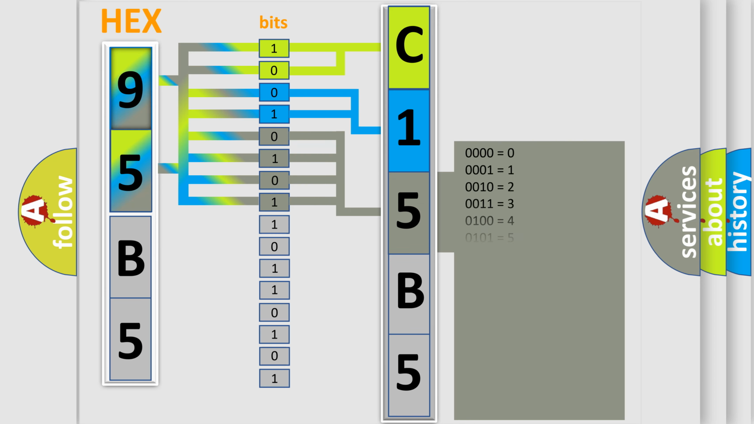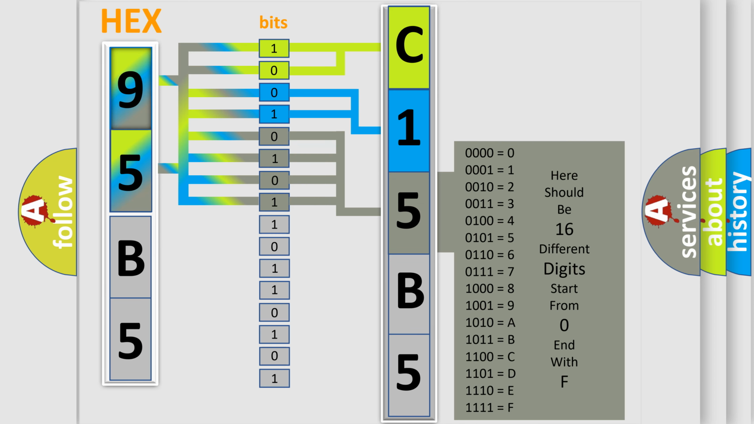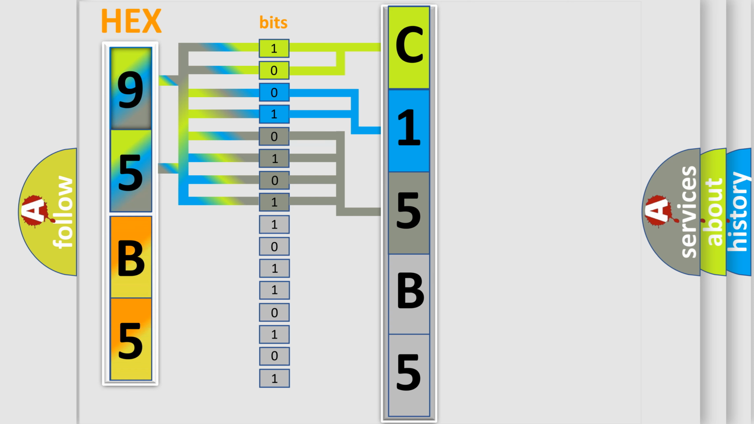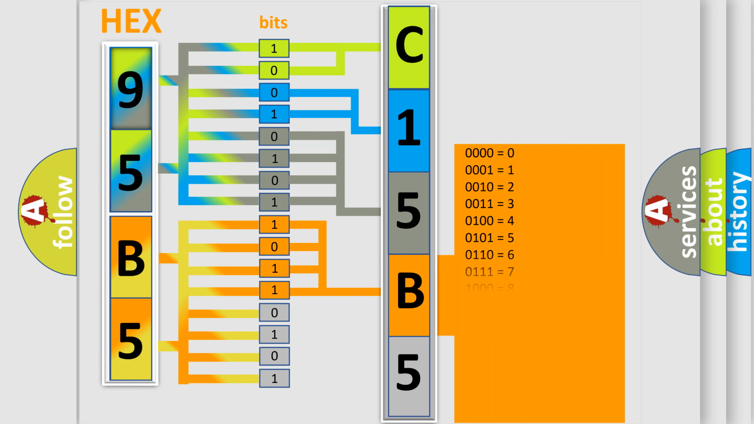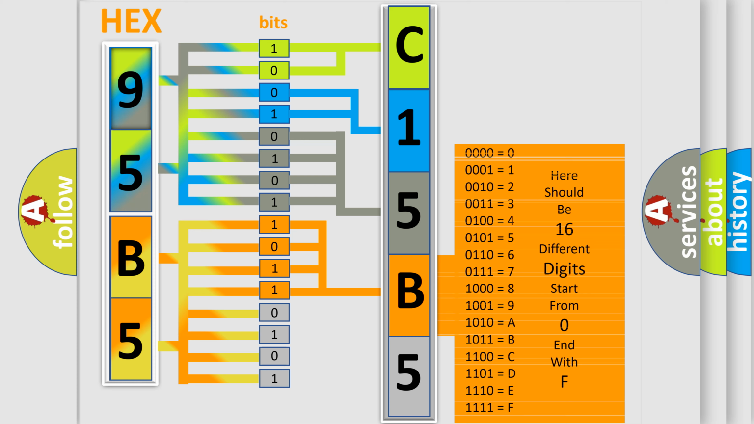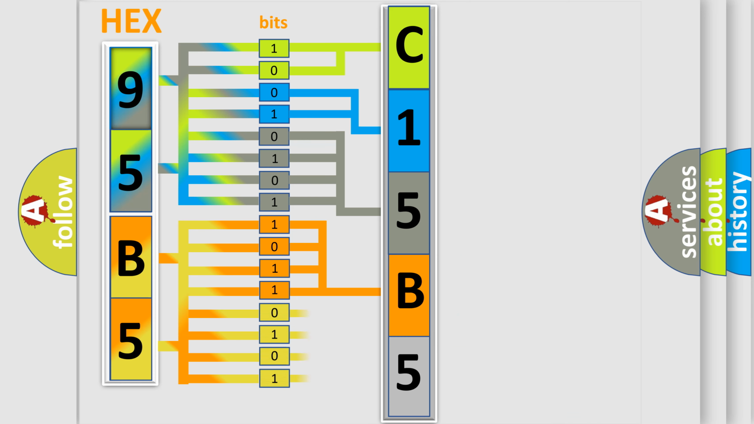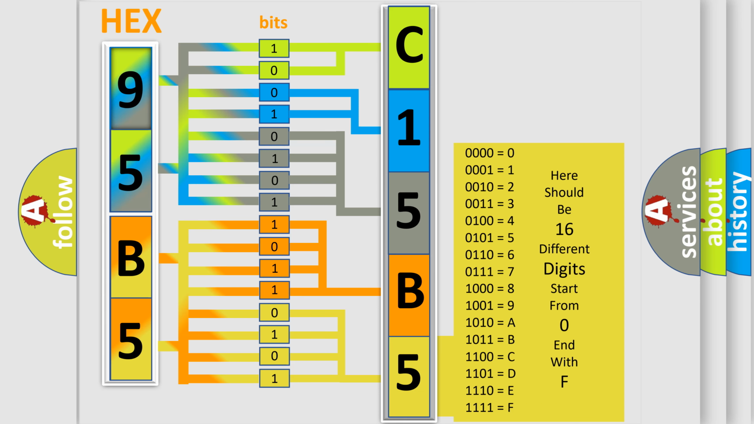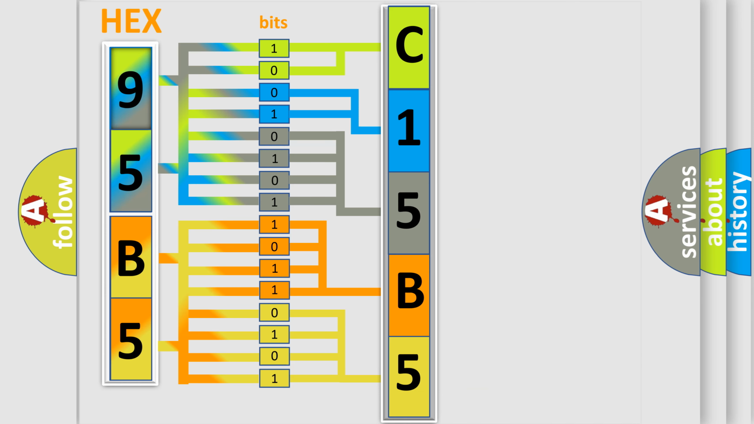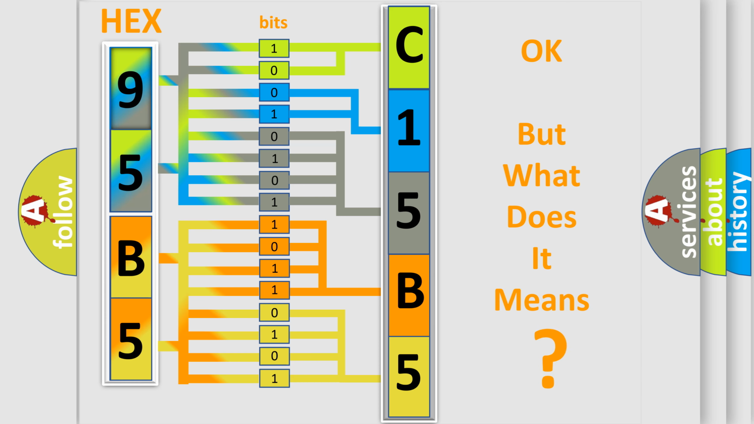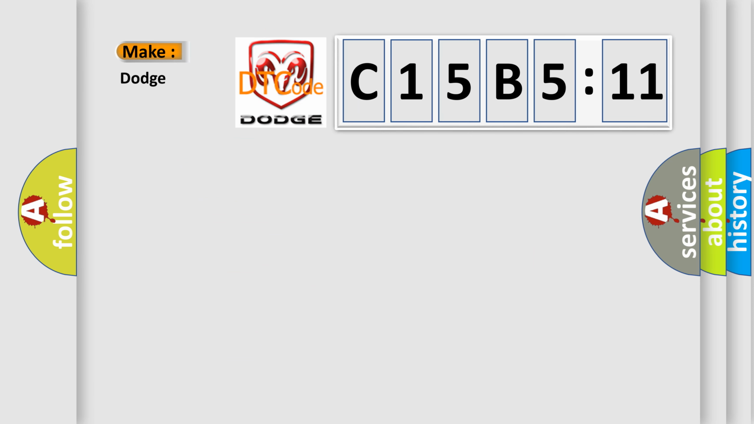The second byte is composed of a combination of 8 bits. The first 4 bits determine the fourth character of the code, and the combination of the last 4 bits defines the fifth character. A single byte conceals 256 possible combinations. We now know in what way the diagnostic tool translates the received information into a more comprehensible format. The number itself does not make sense to us if we cannot assign information to what it actually expresses. So, what does the Diagnostic Trouble Code C15B5-11 interpret specifically for Dodge car manufacturers?